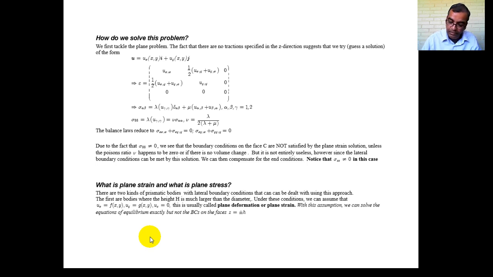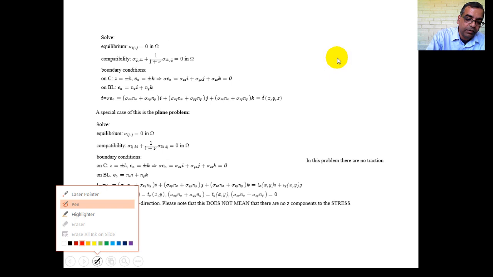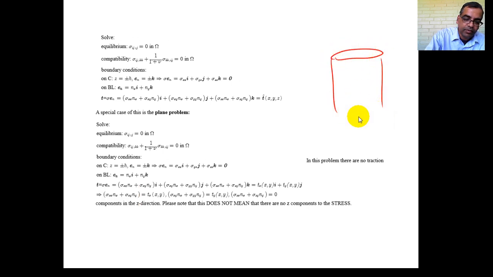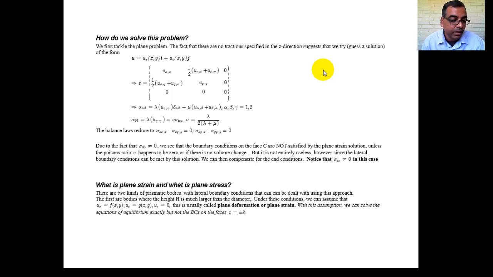Just to give you an idea of what I'm talking about, I have the same prismatic body and I have tractions which are only parallel to the face, like that. You see what I mean? Nothing this way. That's what we mean. Since there is no z traction, we will assume as a starting point that there is no z displacement.